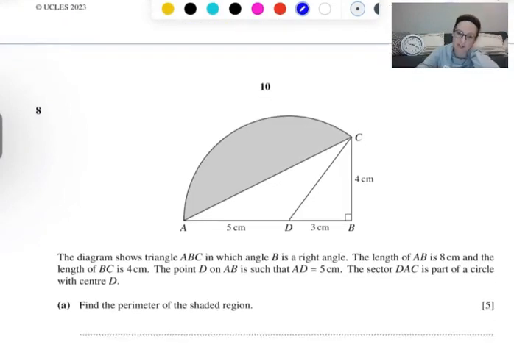Immediately I see circular measure. Circular measure, you need to know about triangles and you need to know about sectors. That's pretty much what you need to know. It should be good to go.